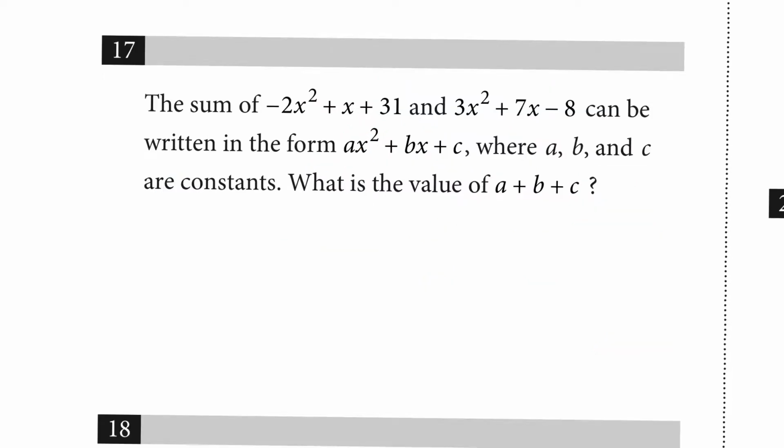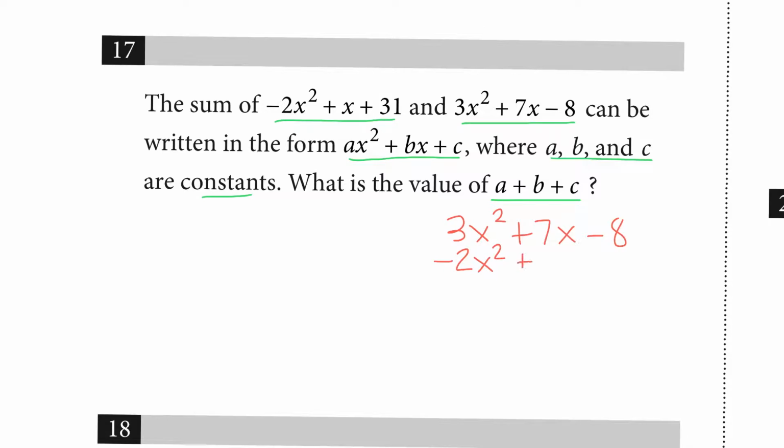Okay, problem number 17. The sum of negative 2x squared plus x plus 31 and 3x squared plus 7x minus 8 can be written in the form ax squared plus bx plus c, where a, b, and c are constants. So what we want is the sum of the coefficients, the sum of those constants, a, b, and c. Well, one way that we could do this is we could just write 3x squared plus 7x minus 8, and then you would add negative 2x squared plus x, I'm going to write 1x, and then plus 31.